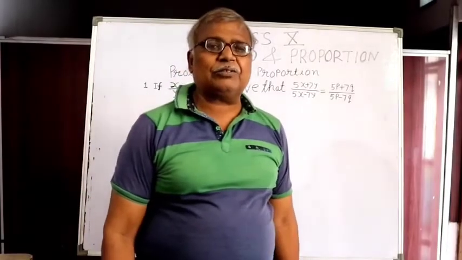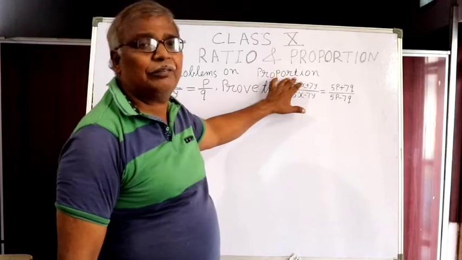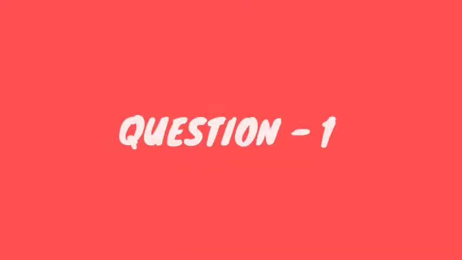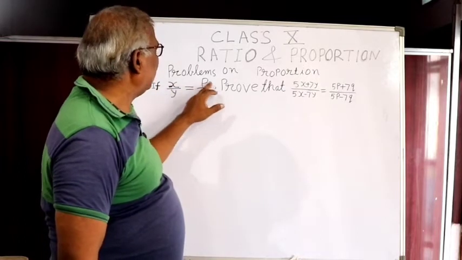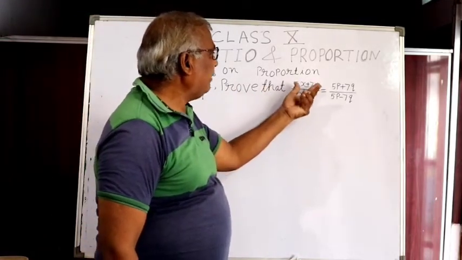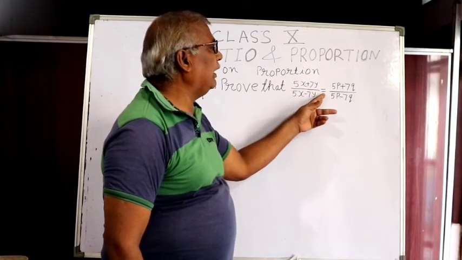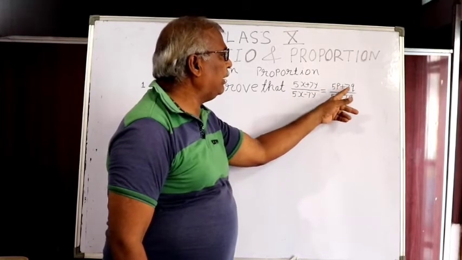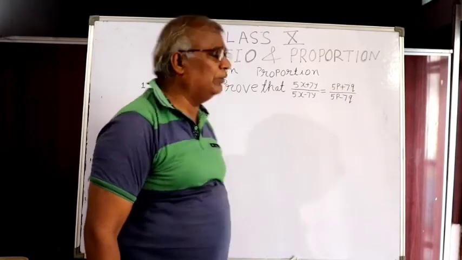Today we will solve some problems based on proportion. Question number 1. If x upon y is equal to p upon q, prove that (5x plus 7y) upon (5x minus 7y) is equal to (5p plus 7q) upon (5p minus 7q).